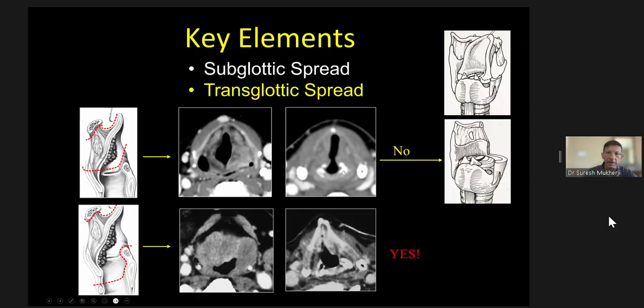Now we look at this level. Here's the cricoid cartilage. Here's the arytenoid cartilage. We have the cricoarytenoid joint. Notice there's no tumor here whatsoever. So this tumor has not involved the true vocal cord.